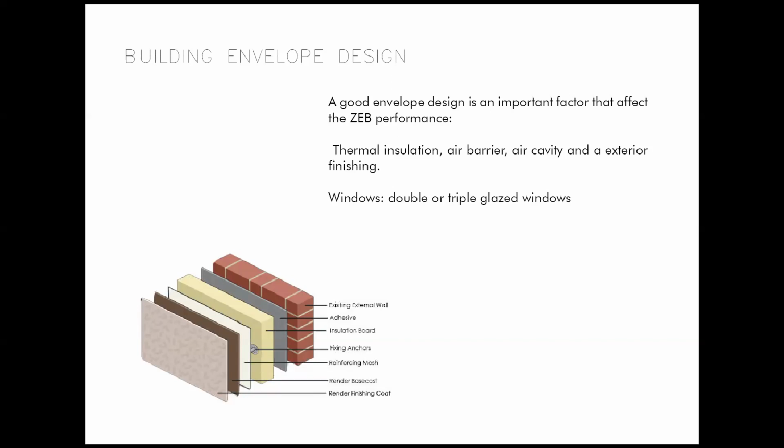That means using thermal insulation, air barriers, air cavity, and exterior finishing. Our envelope is no longer just a layer of bricks, but it's composed of several layers that have to be studied, analyzed, and controlled. Also, our windows and roofs. The roof is no longer just a concrete slab, it's also layers with different materials. Windows are no longer a single glass window. We need double or triple glass windows.